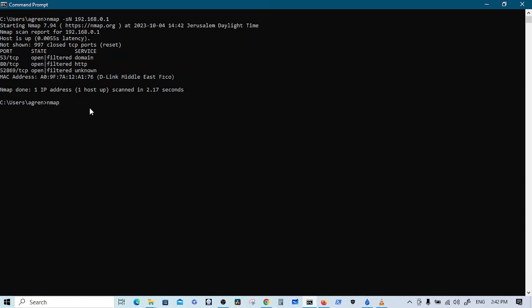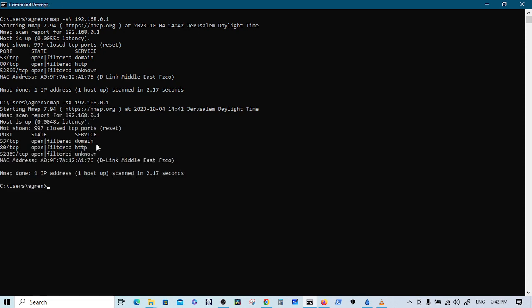The other type is nmap -sX and then the target 192.168.0.1, and this is the Christmas scan. Now you can see these scans are not as accurate as they used to be. Again, this is due to the modern architecture of firewalls, the TCP layers, and so on. They mitigate these issues, and generally speaking, they are not as accurate as they used to be.